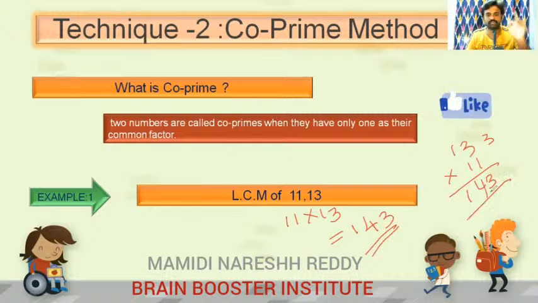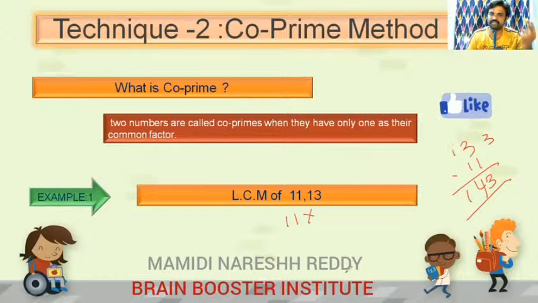So no doubt, my dear students, whenever there are two co-primes, just multiply them and write the answer as the LCM. Let's go to the next problem. If there are three co-primes, then what do we do? Same. If there are three co-primes also, we can multiply the three numbers to get their LCM. Let's see that.